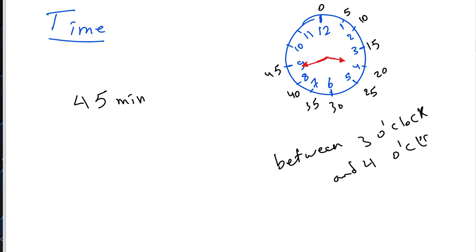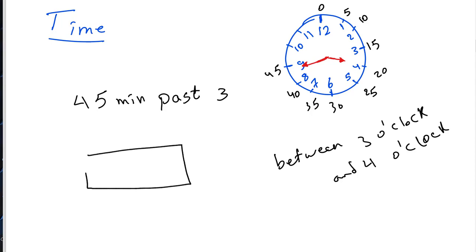So in this case, it's after 3. We say that it's past 3. And how do we write it in the digital form? We can do this simply by writing. Let's say that we are writing here, and we have the hours 3 and the minutes 45.